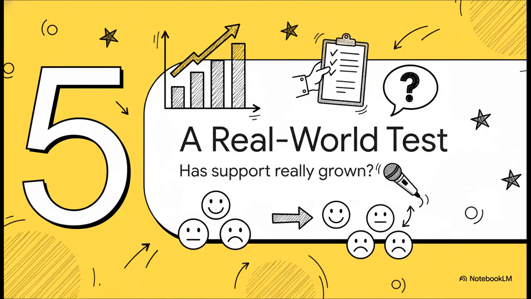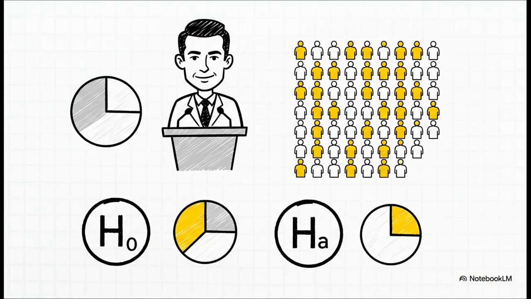Okay, all this theory is great, but let's make it real. Let's take that 6-step playbook and put it into action with a classic example, a political poll. So here's the situation. A candidate's support was sitting at 50%. Their team goes out and polls 100 new people, and now 60 of them say they're on board. That's a 10-point jump. But the big question is, is that a real increase, or did they just get lucky with their sample?